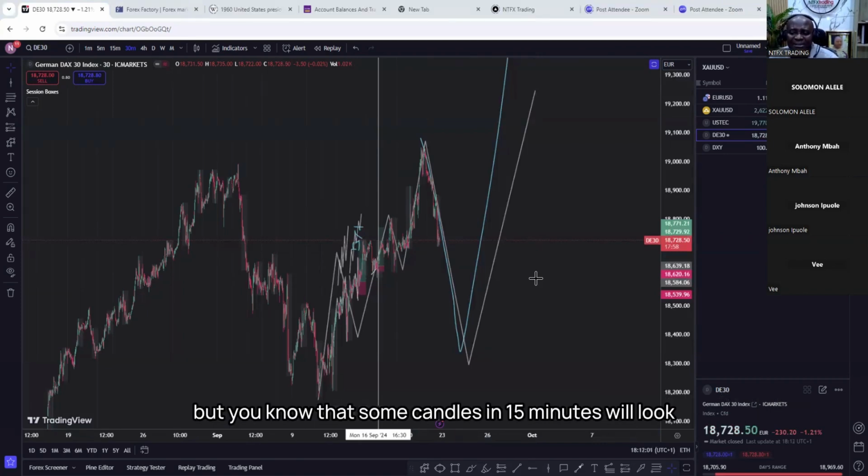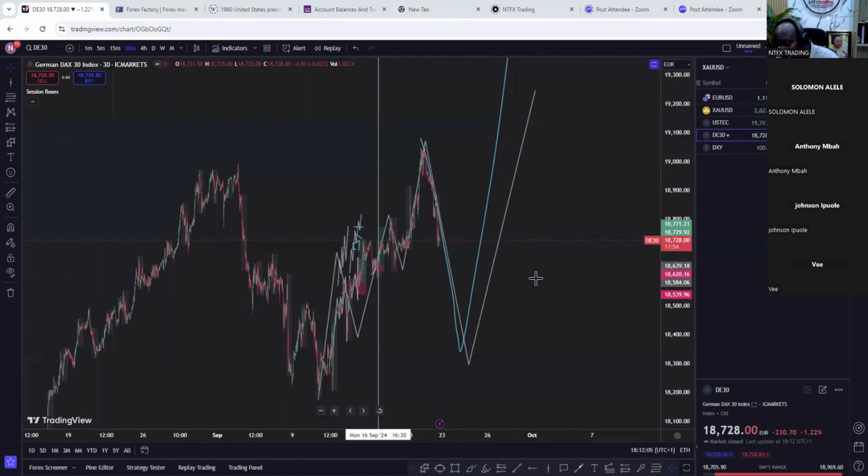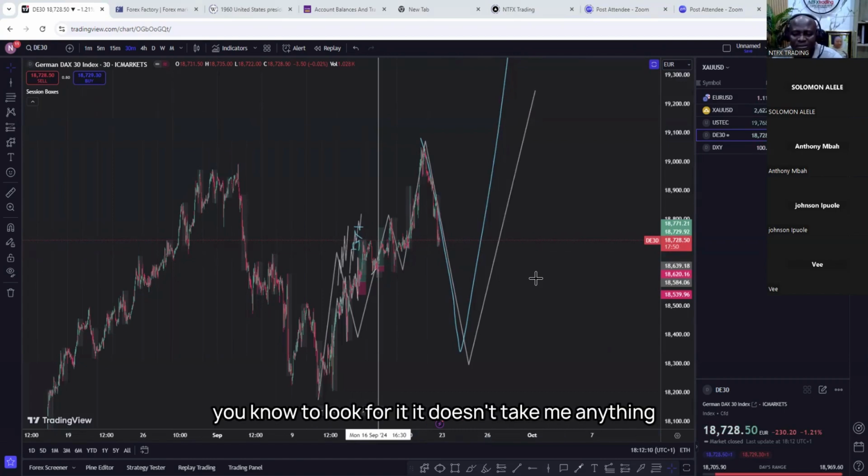You can use any of the two, but I was using 15 minutes before. But you know that some candles in 15 minutes will look like a real injection, then another one will come again. So I changed to 30 minutes to look for it. It doesn't cost me anything. It's almost the same thing. But sometimes 15 minutes will want to confuse you, but 30 minutes will do a proper job for you.